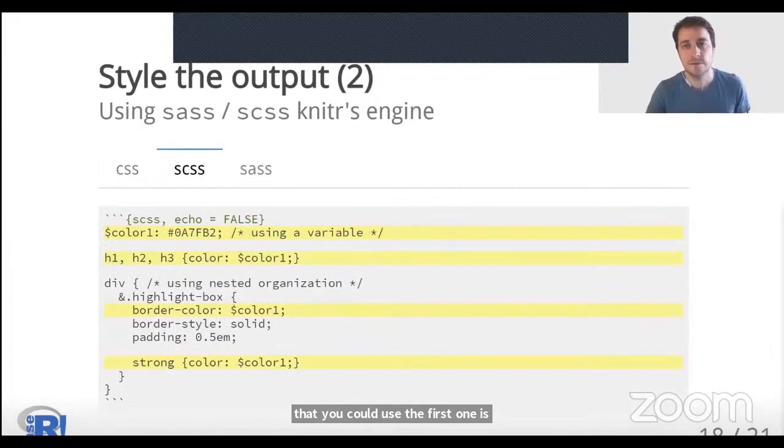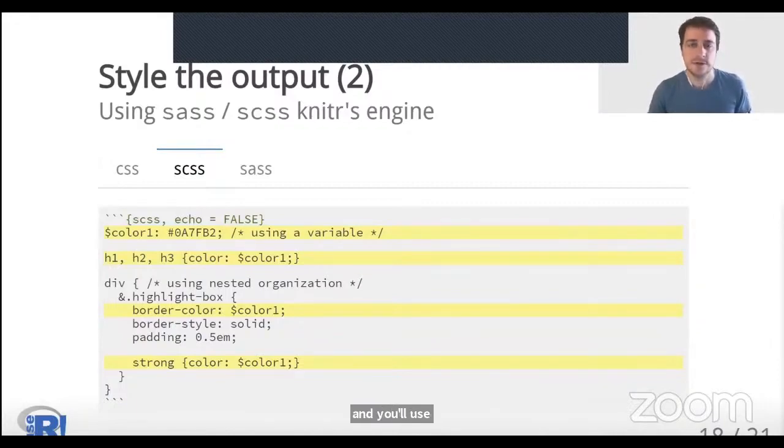Here you can see that I'm using a special knitr engine called SCSS. It works the same way as the CSS knitr engine, but it's specifically meant to be used with the Sass package. So any code you put into this chunk will then be processed by the Sass package to produce the CSS included in the document. Let's look at this SCSS syntax.